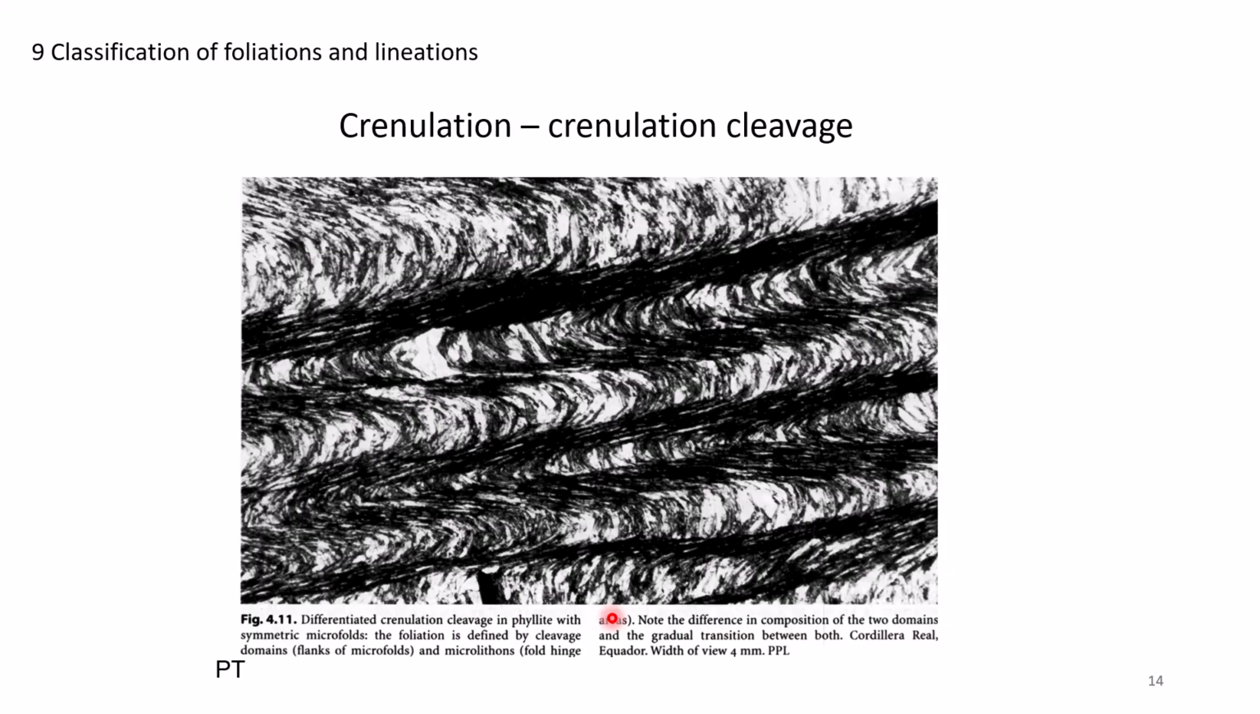Another example from Passchier and Trouw's textbook, very prominently developed S2 foliations up here and here, less prominent in between, but yes, there is a very clear second generation foliation developed. And in between, in the microlithons, we still see a lot of light-colored material, quartz-rich relics of the first generation layering with crenulations. In microlithons, we see here clearly relic hinges of these crenulated S1 foliations.